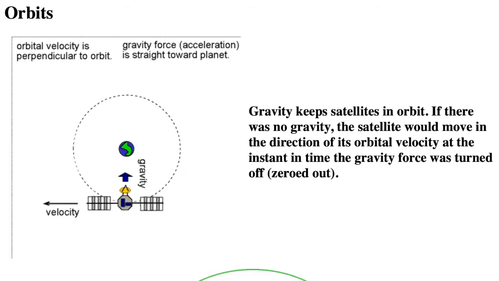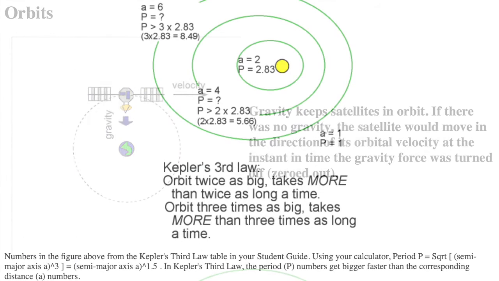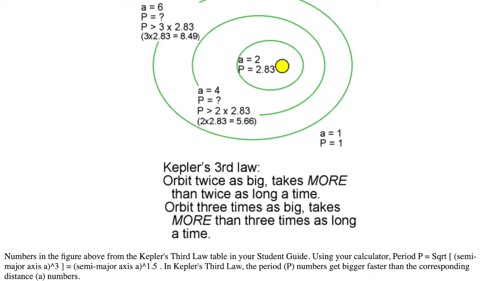If the gravity force was turned off, then the satellite would move in the direction of the orbital velocity. If you are comparing the orbit speed or orbit period or time of two objects orbiting the same central object, for example, two planets orbiting the Sun, then their orbit speed and orbit period depend only on the size of their orbits. In Kepler's third law, the orbit period, time, increases faster than the distance changes.